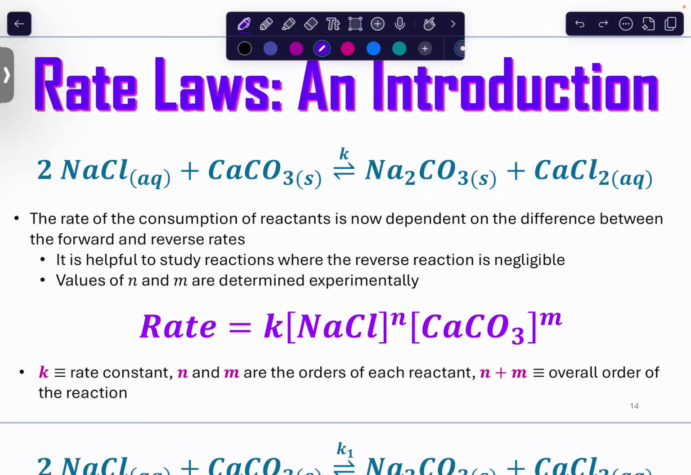So a little more in depth than what we did in the lab. N and M are usually figured out experimentally. So we end up having to have data or experiments we can perform that will allow us to figure that out.